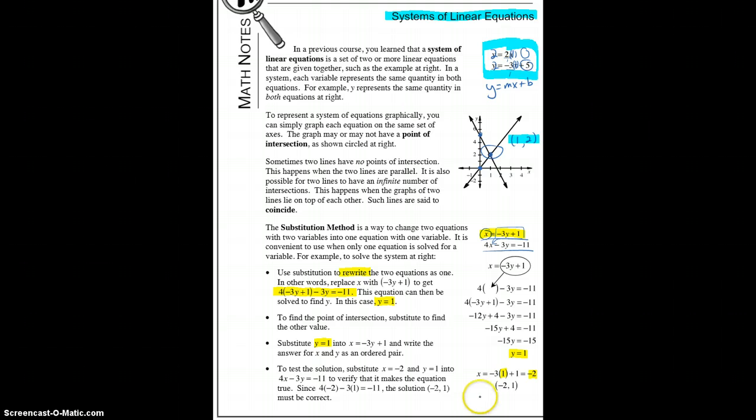Now most of us are used to presenting our answer in the form y equals 1 or x equals negative 2. However, if you presented your answer this way or graphically, you are still solving a system of linear equations. As always, our last bullet says to test the solution: substitute your solution back into each equation to make sure you get out your verified answers.